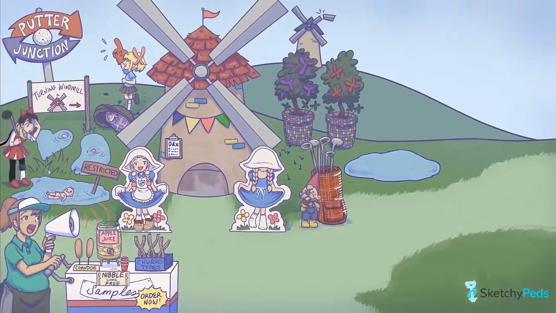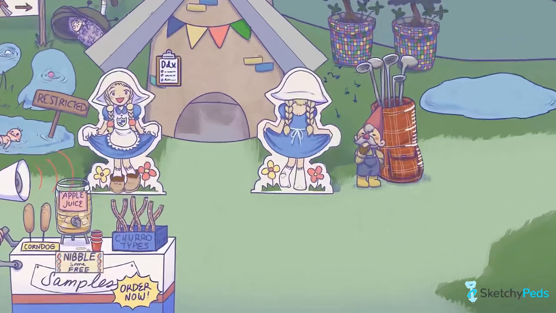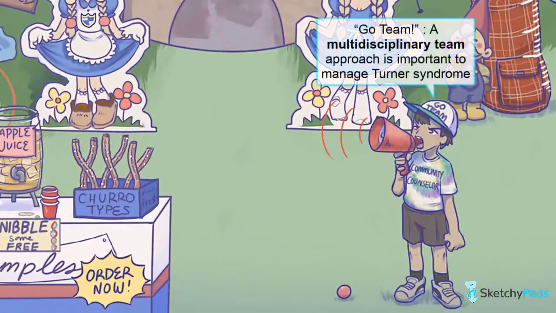Okay, so now that you've made the diagnosis of Turner syndrome, what do you tell the family and what workup needs to be completed? Since the Turner syndrome phenotype can be quite variable, and there are a lot of health implications to consider when you make this diagnosis, it's important to utilize a multidisciplinary care team consisting of medical specialists, genetic counselors, social workers, and more. Go team!